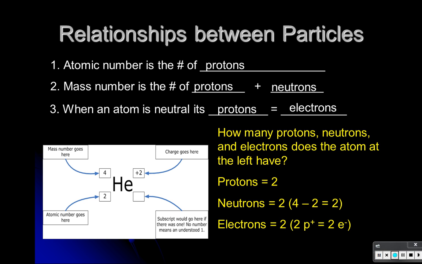And then hopefully you said that there are 2 electrons, in that 2 positives equals 2 negatives. In this case, protons, neutrons, and electrons are all the same number. They're all 2. That's not always the case. There are times when atoms are not neutral, so the electrons and protons won't be equal. And there are times when the number of protons does not equal the number of neutrons.